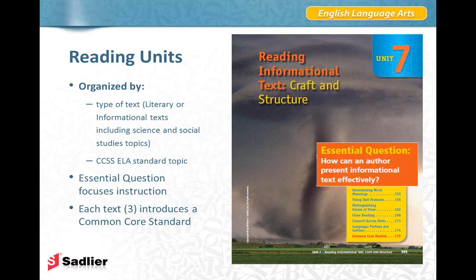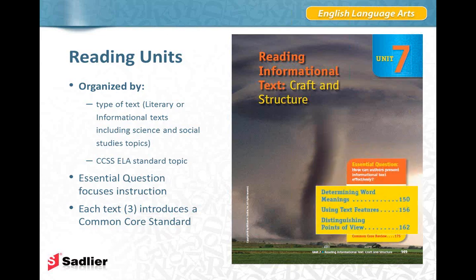We have an essential question in the beginning. It's very important to note that this essential question goes back to the standards. It's how, in this particular point, how can an author present informational text effectively? It's not a comprehension question. It's not a question about how the student will feel at the end about what they read. It actually is pertaining to the standards. Then we have a mini table of contents going over each one of these standards, determining word meaning, using text features, and distinguishing points of view.